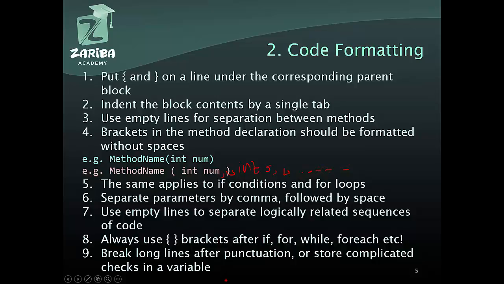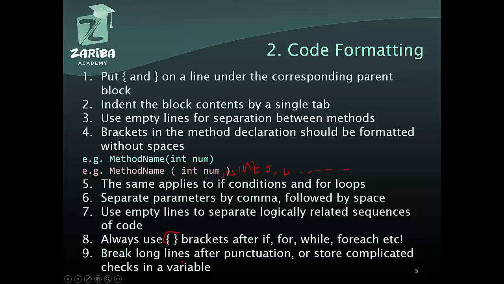Right. Always use the curly brackets after if, for, while, foreach, etc. Even if you have a single operation after that. So this is really important. If you put the curly brackets, then there is no way to confuse anyone. If you have a single statement, you exclude the curly brackets, and after that you have some other methods and so on. This is really confusing, and we'll see an example of that.